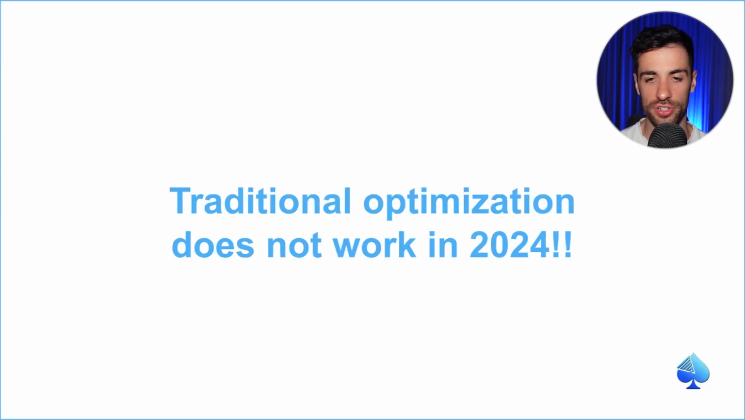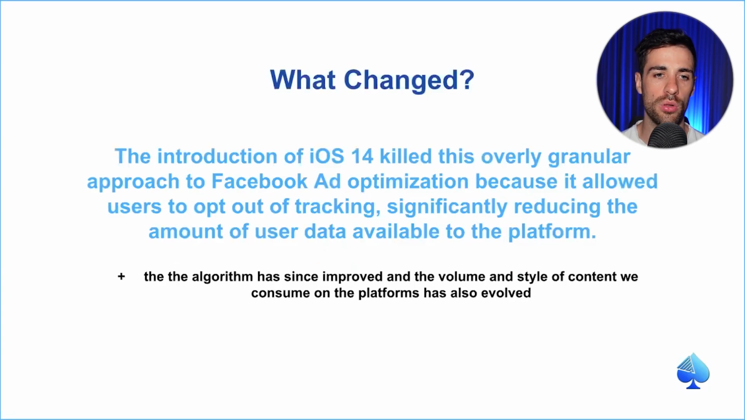So one thing I want to say, traditional optimizations do not work in 2024. Like I said previously, not everything on that list is outdated, but a lot of it is outdated and just does not work. It's too granular. So what changed? Well, the introduction of iOS 14 killed this overly granular approach to Facebook ad optimization, because iOS 14 allowed users to opt out of tracking, which significantly reduced the amount of user data that was available to the platform. Okay, so you're trying to optimize on data that you don't actually have.